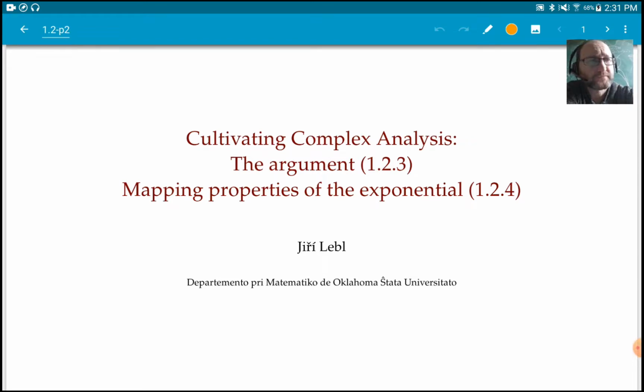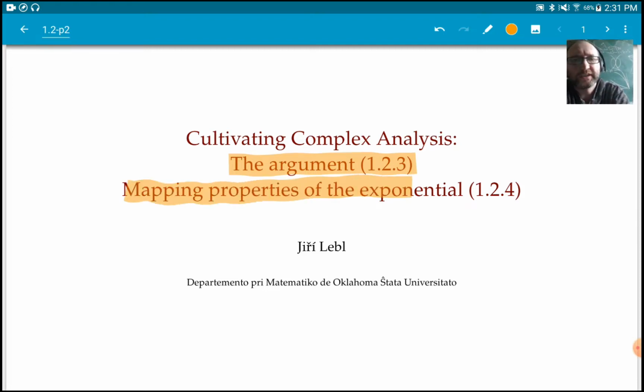So today we're going to look at the argument, trying to define the argument for a complex number. And we're going to look at what the exponential does to the complex plane.